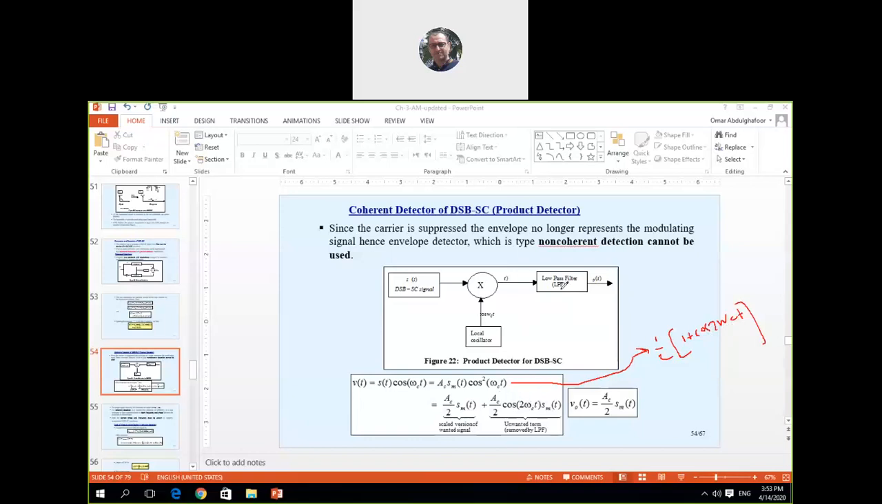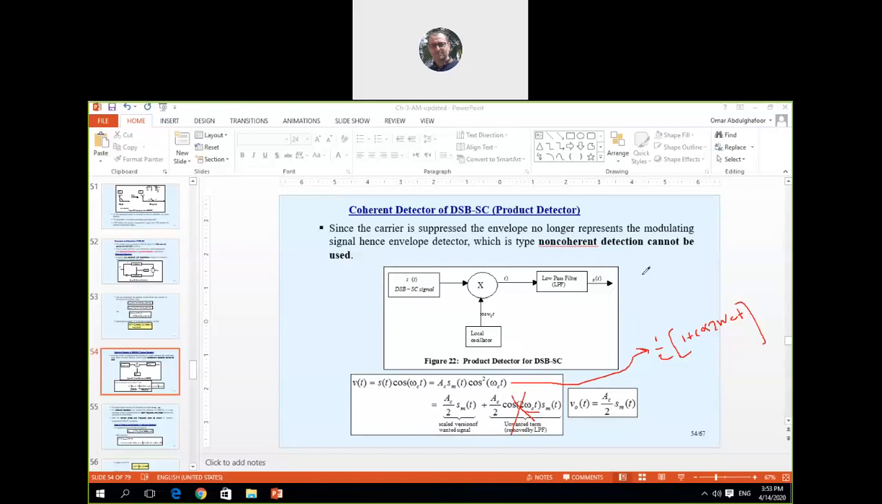Which one will pass through the low pass filter? Definitely this one. The other has a higher frequency, which is 2 omega sub c, so it is going to be cancelled out by the low pass filter. Then I have only V out, the output of the low pass filter, A sub c Sm of t divided by 2, which is a copy of the transmitted signal.